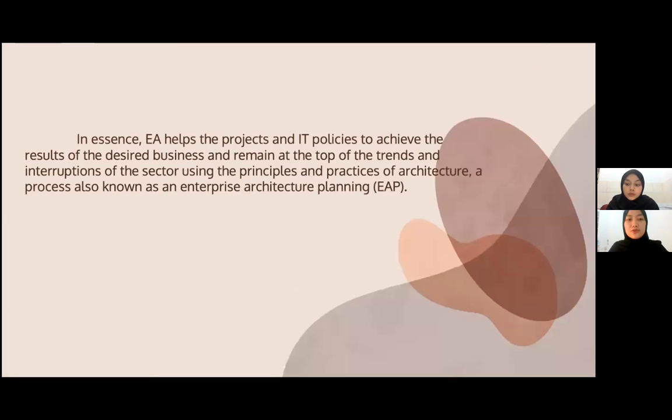Okay, we're going to the conclusion of our project ISAS. In a sense, enterprise architecture helps projects and IT policies to achieve the desired business results and remain at the top of the trends and interruptions of the sector using the principles and practice of architecture, a process also known as enterprise architecture planning or EAP. So overall, the Zachman framework produced a blueprint that can model a data information system in the PeduliLindungi application that is well-structured and integrated. So I think that's all from group 11.